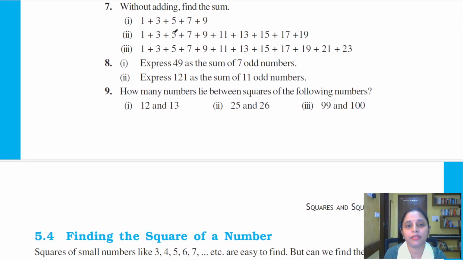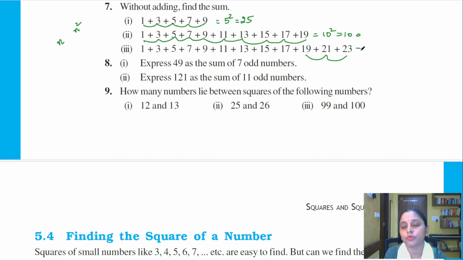Next, without adding, find the sum. We have already seen the sum of n consecutive odd numbers is n square. So here I have 1, 2, 3, 4, 5 consecutive odd numbers. So the answer is 5 square, which is 25. Here I have 1, 2, 3, 4, 5, 6, 7, 8, 9, 10. So the answer is 10 square, which is 100. Okay, here, up to here it is 10, 11, 12. So it is 12 square, which is nothing but 144.